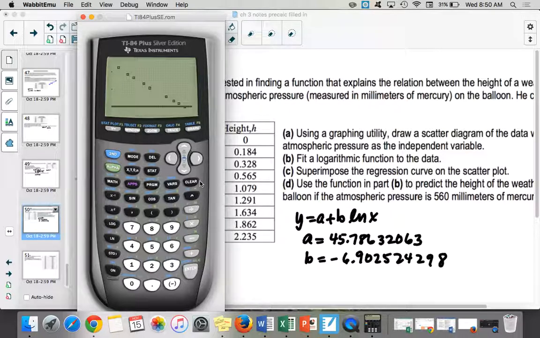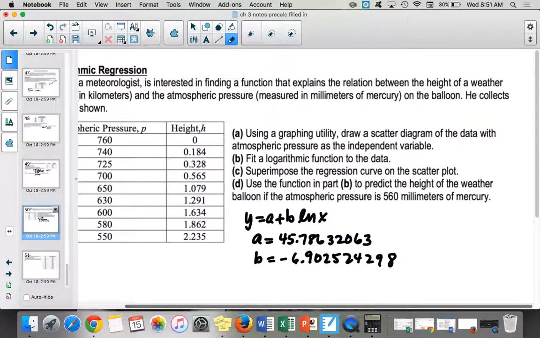Then the next question says, use the function in part B to predict the height of the weather balloon. Oh, I did mess this up somehow. I don't know why. Okay, where's my natural log? I put it in the wrong spot. Having the hardest time getting there. X. There we go.